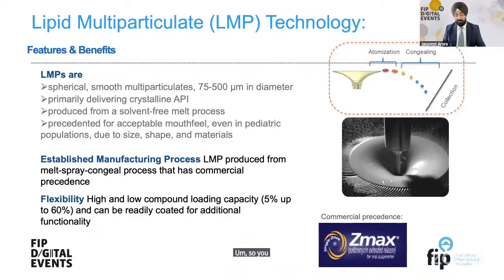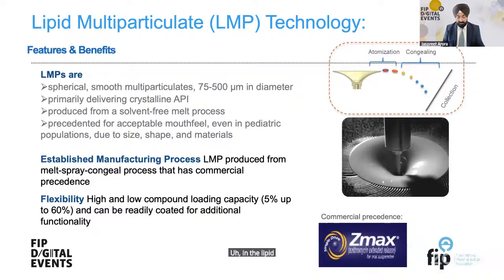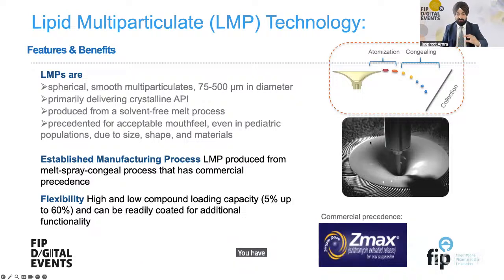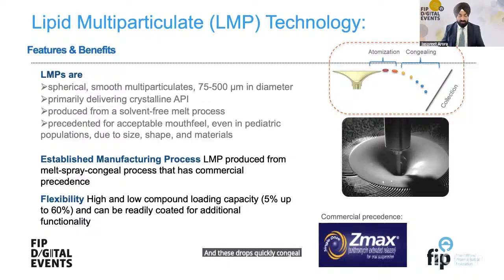So you have your excipients, your API, your lipids, they're molten in a wax. If it's crystalline API, it's not melting at the lipid melting temperature. It's going to be a suspension. And then you take that suspension and you shoot it in its liquid molten form over a very rapidly spinning disk. And as the lipid gets on the disk, it spreads, and then as it's coming off, you have these beautiful ligaments that are formed that eventually shoot off as drops, and these drops quickly congeal and are collected in a bag.